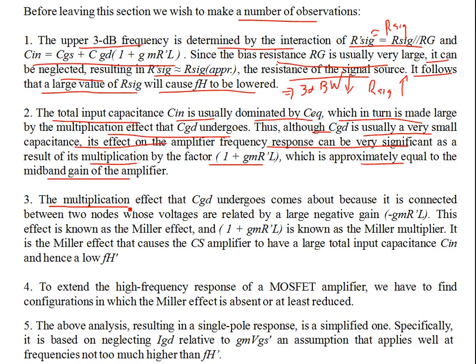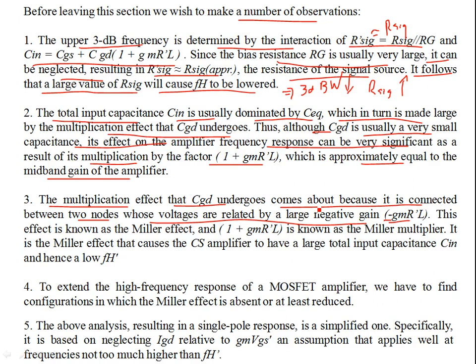Third, the multiplication effect that CGD undergoes comes about because it is connected between two nodes whose voltages are related by a large negative gain, minus GMRL prime. If you recall this common source configuration, although it results in phase reversal due to the negative sign, the output voltage being 180 degrees out of phase with the input, it also gives a very large gain. Other than that, for example, the source follower or common drain configuration has a gain close to unity, like 90% or 87%. But common source is the only configuration besides common gate which is going to give you a very large midband gain. So this midband gain is being multiplied by CGD.